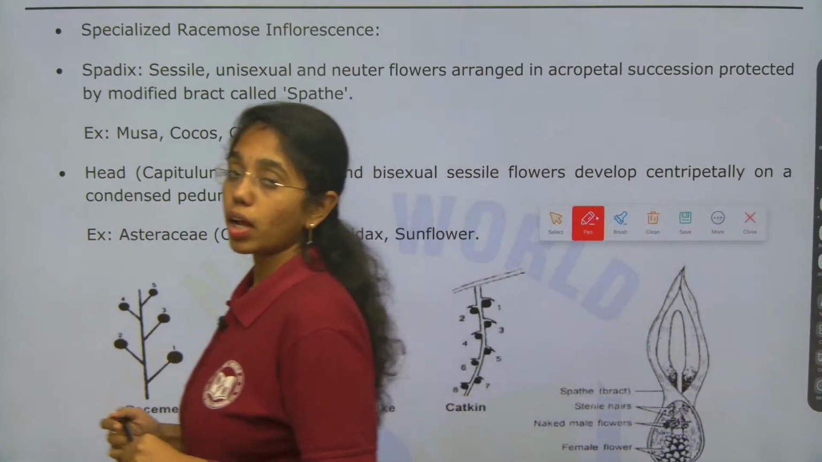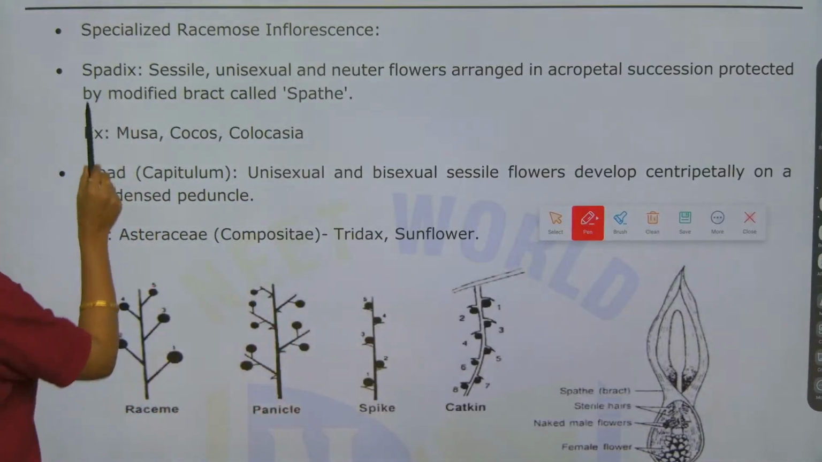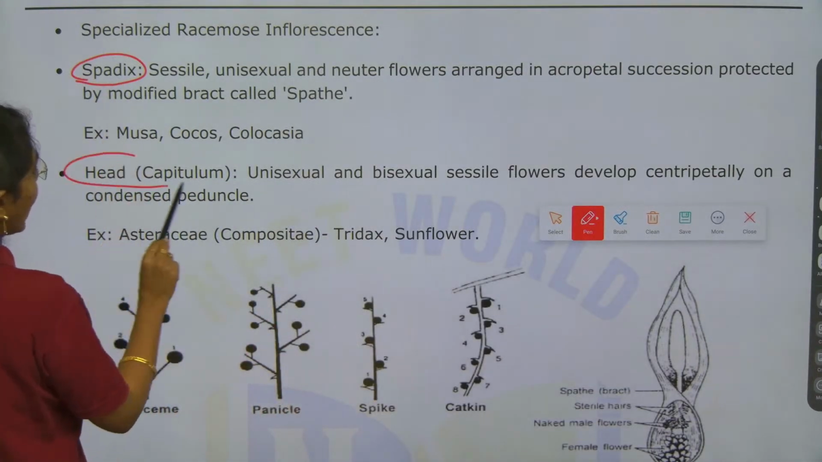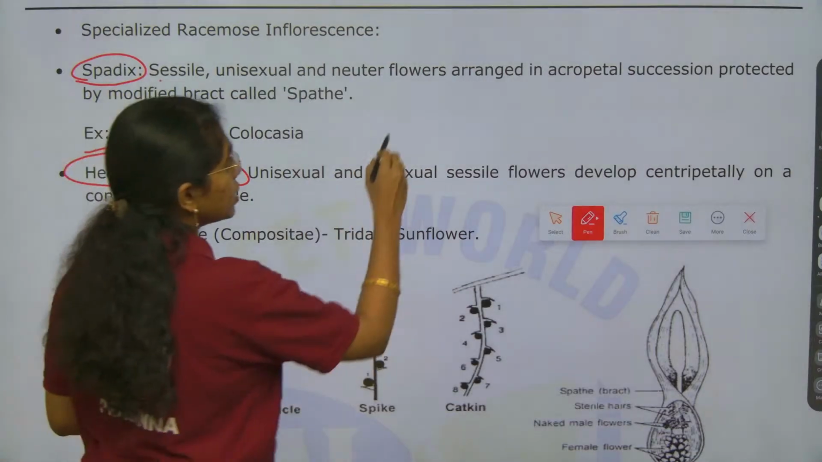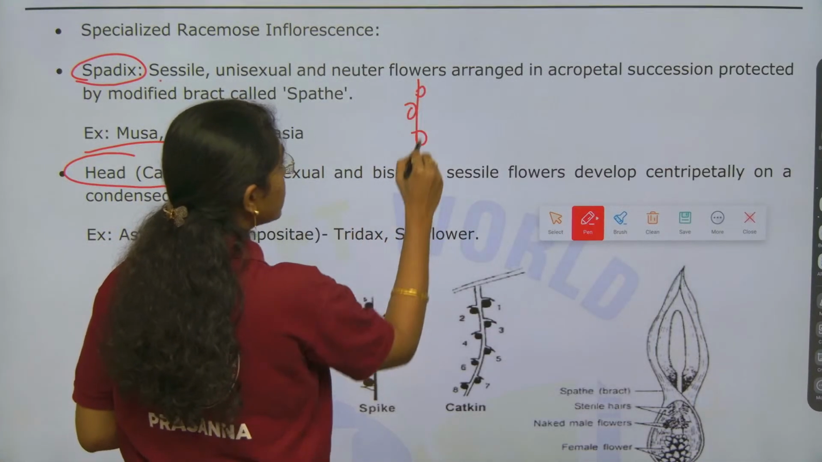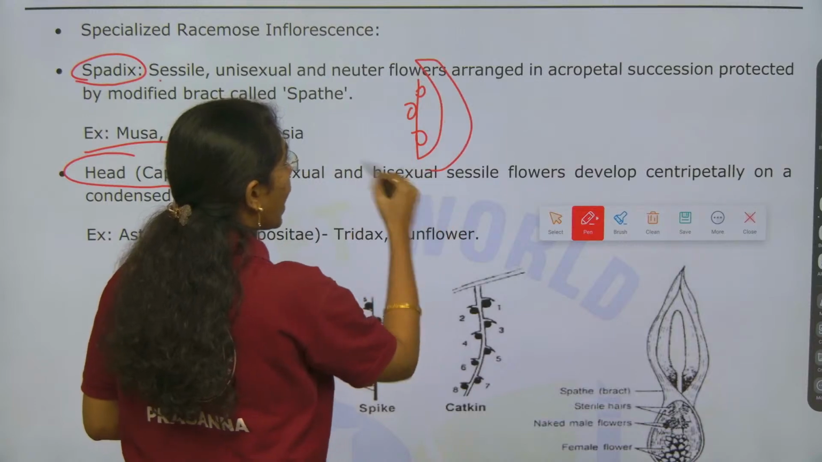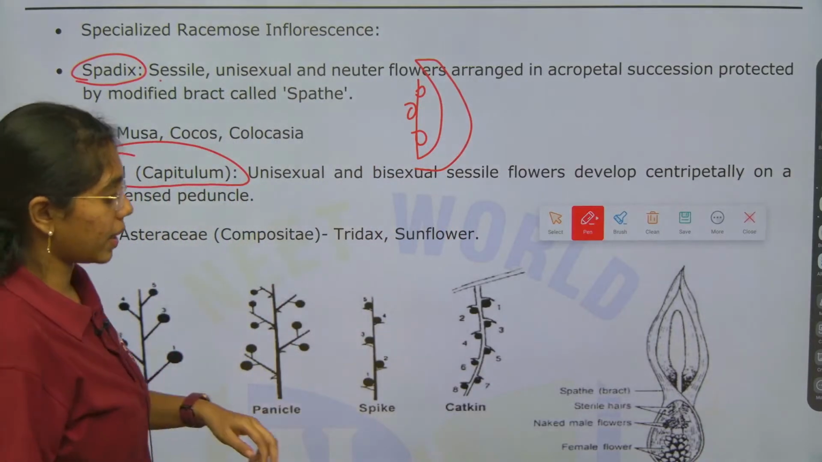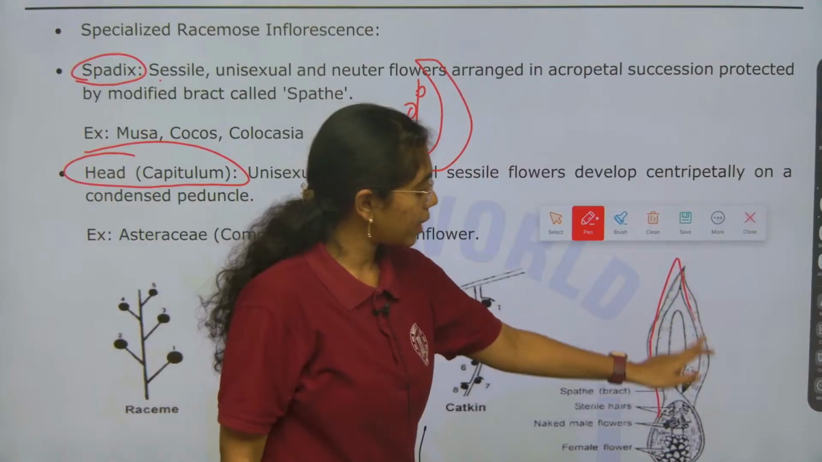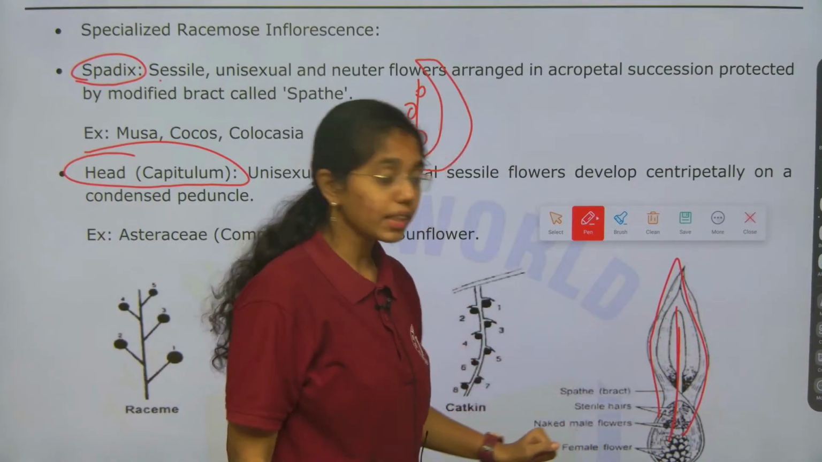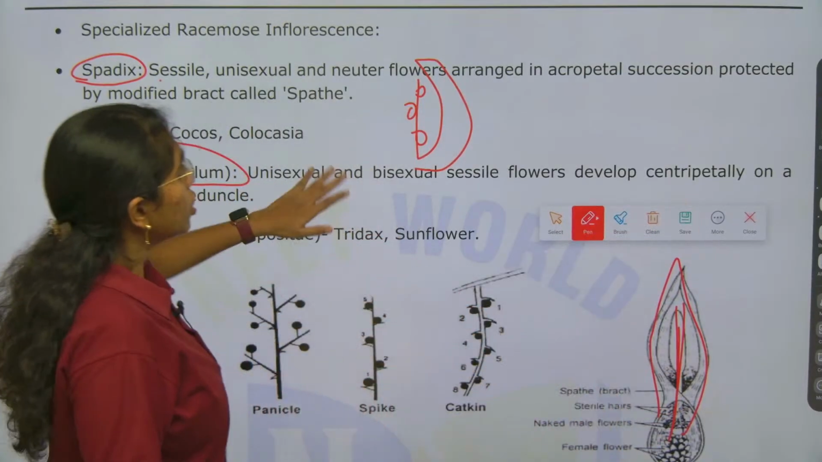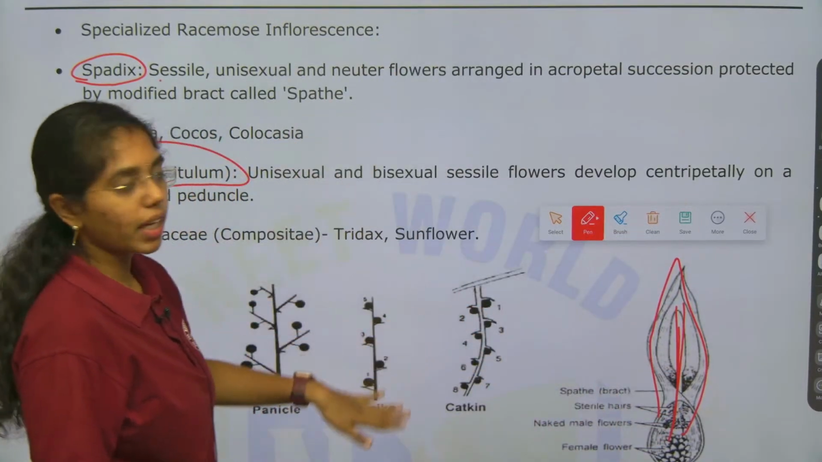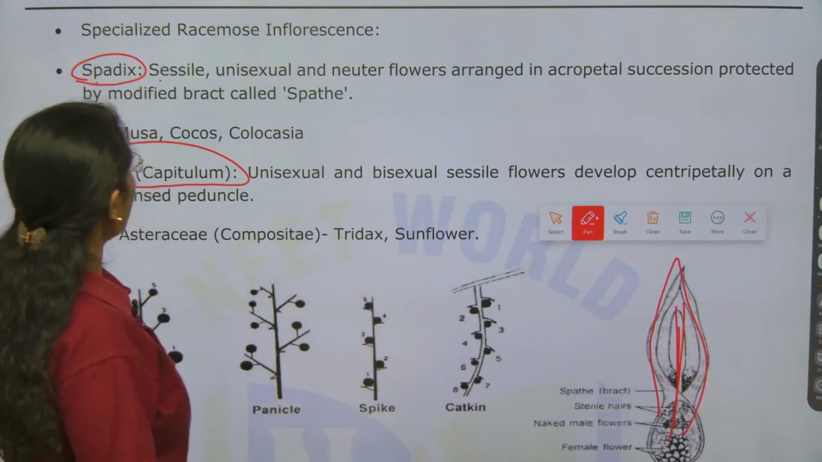Specialized types of inflorescence, here two things are highlighted, beta. One is spadix, second is head or capitulum. In spadix, it is the same as spike type of inflorescence, where the peduncle will have sessile flowers, but they are covered by a bract-like structure which is called spathe. So here you can see this is the spathe, which is a bract-like structure covering the entire inflorescence. So if a spathe is covered over the spike inflorescence, in simple terms, that is called as what?